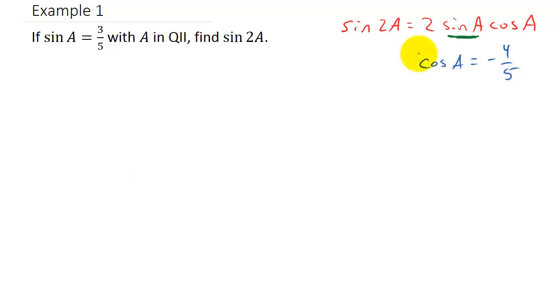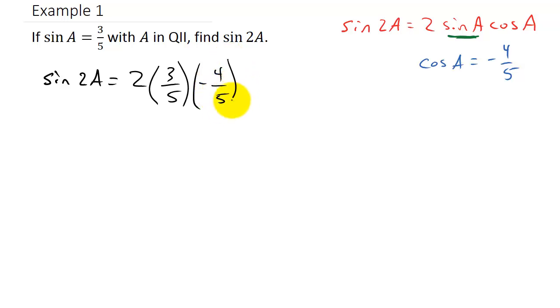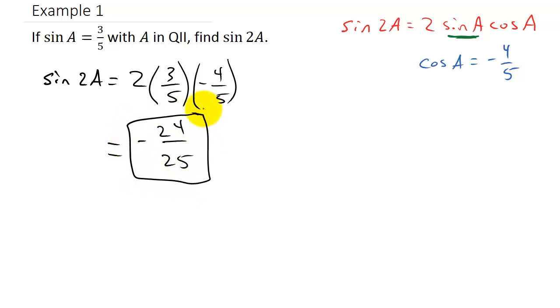Alright, so we have our formula here. That would mean the sine of 2A, that's what we're looking for, is equal to 2 times the sine of A, which is 3/5, times the cosine of A, which is negative 4/5. And so when we multiply all this together, that's 6 times negative 4, which is negative 24 over 25. And that's our answer.